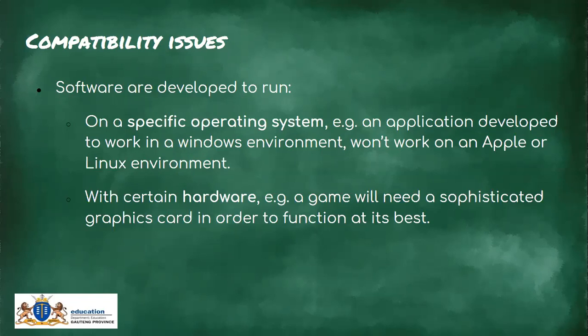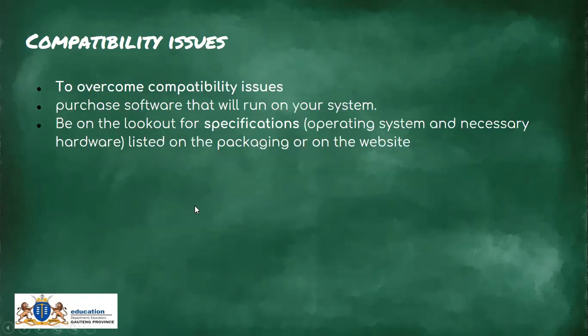Now, with certain hardware, for example, a game will need a sophisticated graphics card in order to function at its best. That is why, when you buy a PC, some PCs are meant only for gaming. They will tell you, this PC is for gaming. So you know, this is gaming software, and this is what I must do with it. I must run it on this platform. It cannot take all platform compatibility.